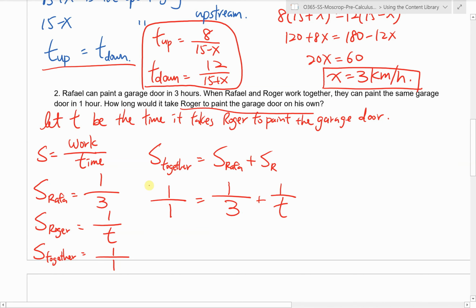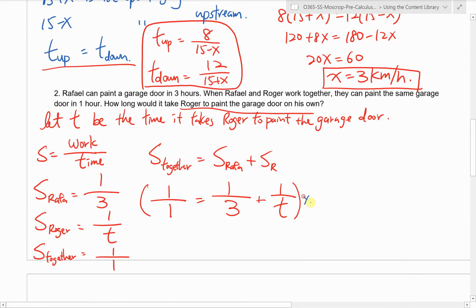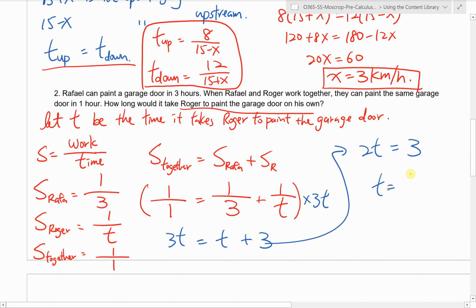Again, we've got three fractions. We can solve this by multiplying everything by the lowest common denominator, which is 3t. You should get 3t is equal to t plus 3. We can then solve for t by moving t over to the left. 2t is equal to 3. Divide both sides by 2, you get 3 over 2. So it actually takes Roger 1 hour and 30 minutes to complete painting the door on his own.